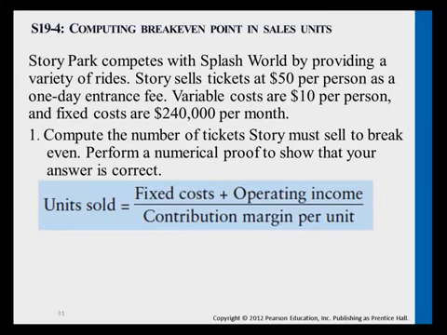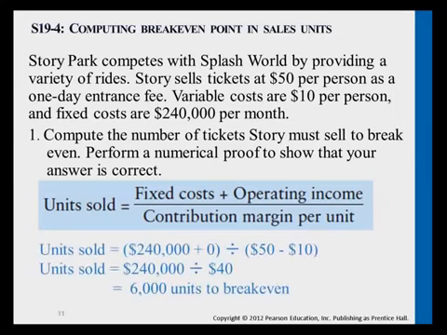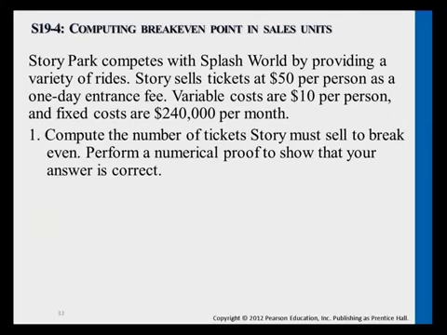Yeah? That's correct. All right, so units sold is 240,000 plus 0, yeah? And we divide it by 50 minus 10. So we have units sold equal to 240,000 divided by $40, and that's my 6,000 units to break even. Okay? All right. But that's not the end. So let's do the second part. Perform a numerical proof to show that your answer is correct.